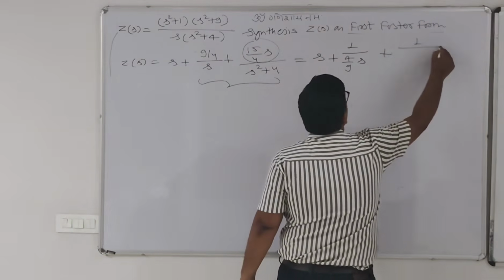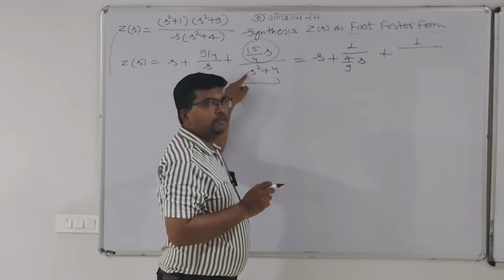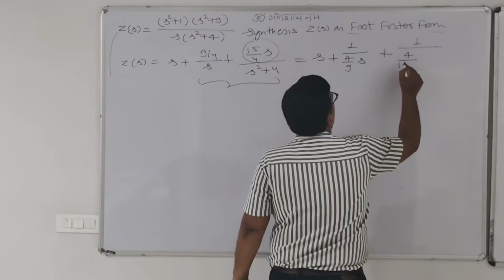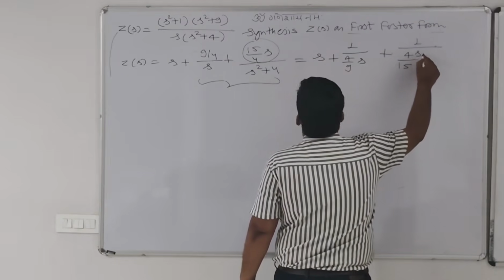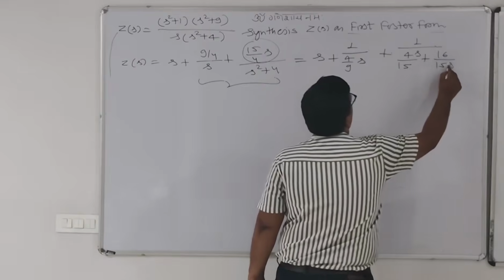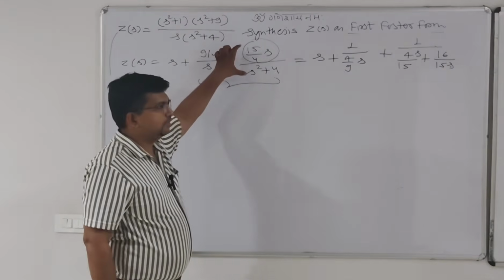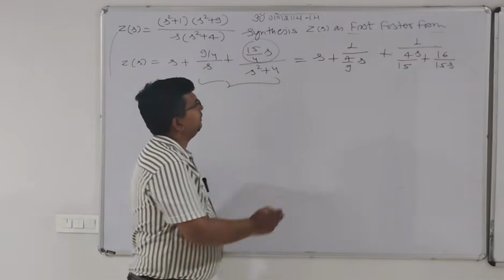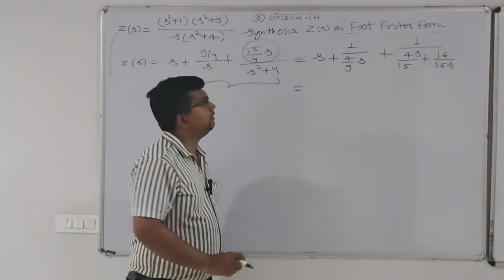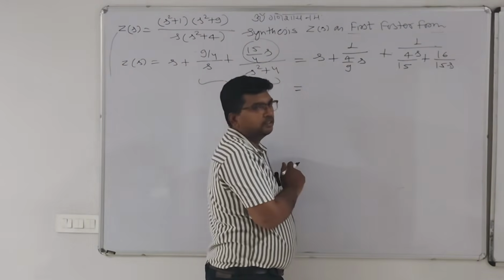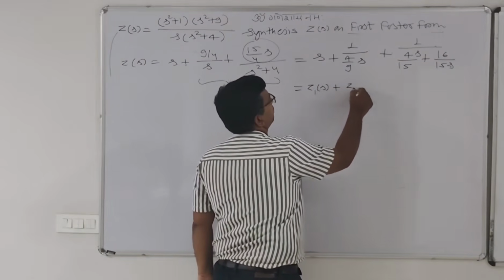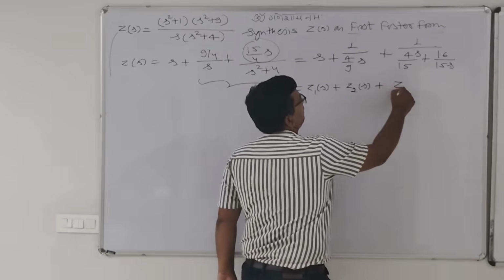So we will divide this numerator term by each denominator and numerator. So what does this become? 1. Now what does the denominator become? The denominator becomes basically 4 upon 15s plus 16 upon 15s. So basically we have divided. Okay. Now after that we will assume that these are the sum of three terms. So this will be Z1(s), this will be your Z2(s), and this will be Z3(s).